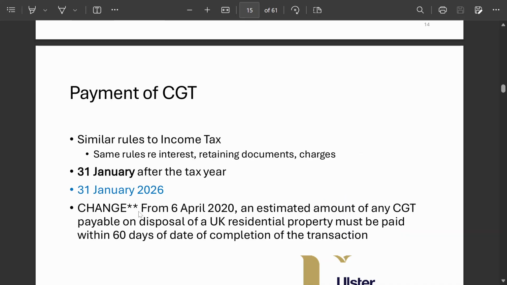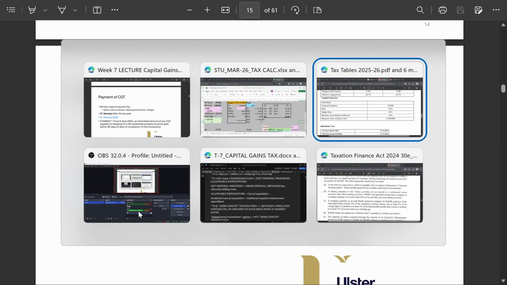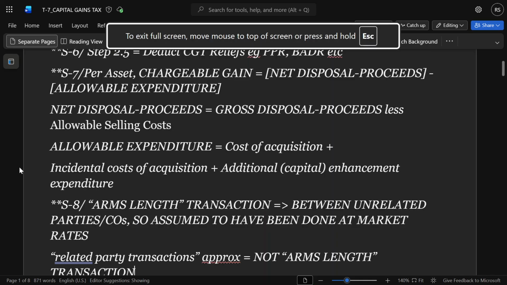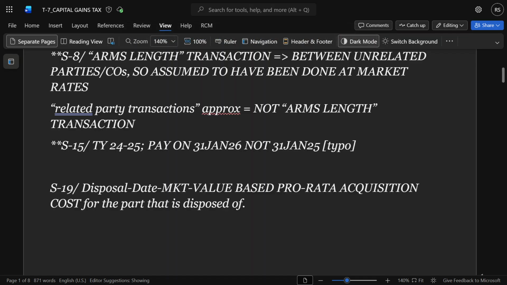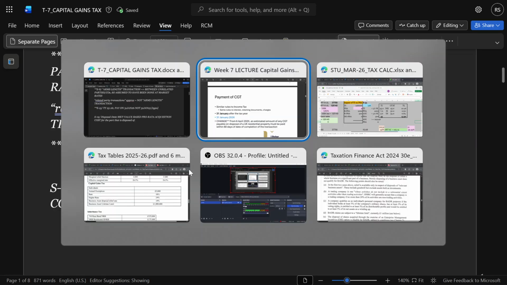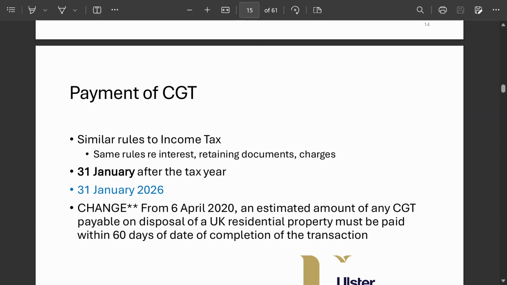So this will not be 31st January 26. It's actually going to be 31st January 27. All right. So slide 15. Let me write a note here in your slides. Slide 15. Okay. Yeah, tax year 24-25, there's a typo which is coming in. So this one is actually tax year 25-26, so the rule is 31st January after the end of the tax year. Okay, so 31st January after the end of the tax year.